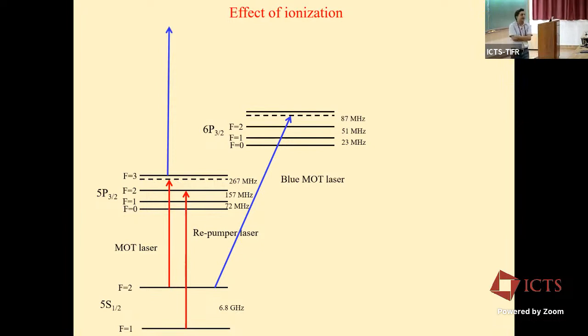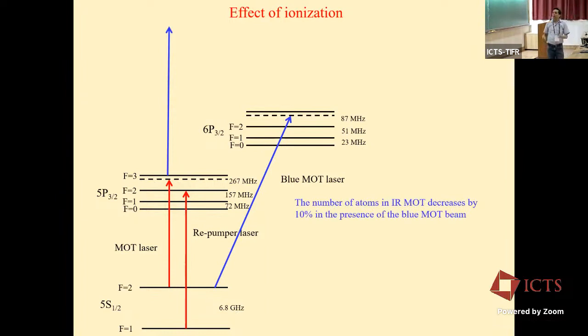But we noticed that if we keep the detuning to around 7 or 4 megahertz, so what did we do? We made the red MOT and we kept the blue beam on, and we saw the change in the number of atoms in the red MOT, and we saw that the number has reduced by 10%, which is the error bar of the number of atoms measurement.